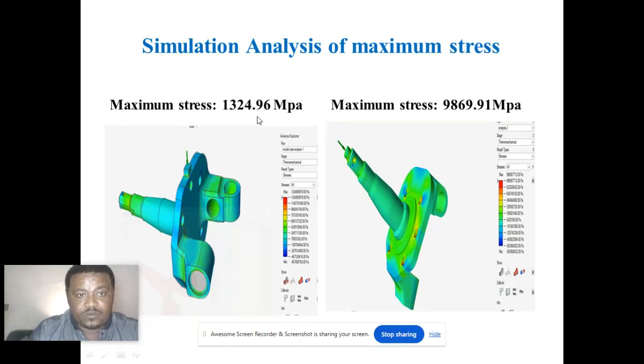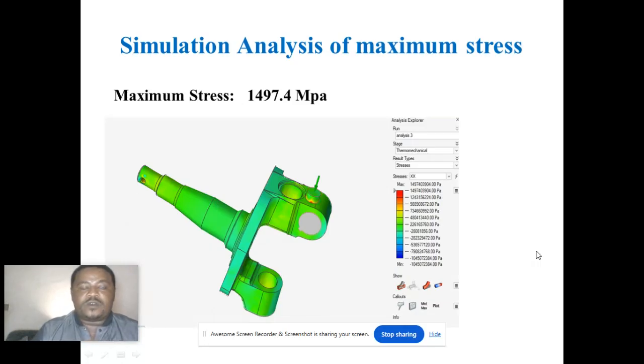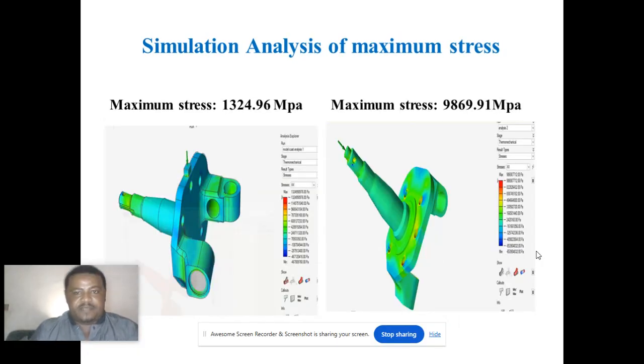Here, the maximum stress which occurs during casting in the first analysis is 1324.96 megapascal. In the second, 9869.91 megapascal. In the third, we have 1497.4 megapascal. Analysis of maximum stress helps us understand the concept from mechanics of what stress our material, selected for the steering knuckle, can withstand. So we will choose the maximum stress which our part or the material selected for our part can withstand.